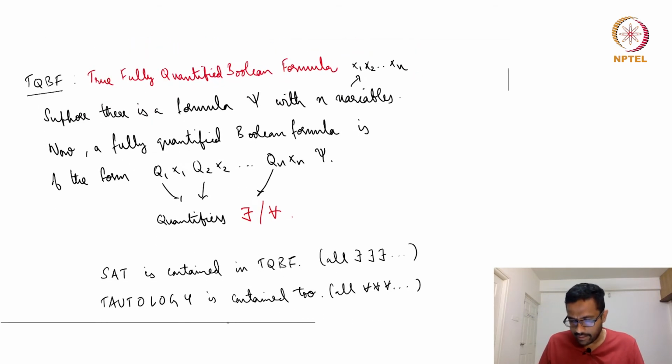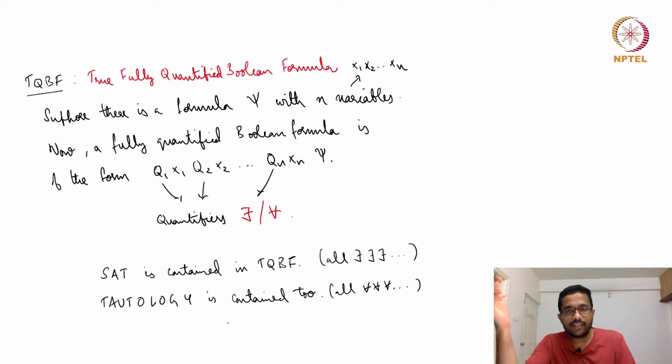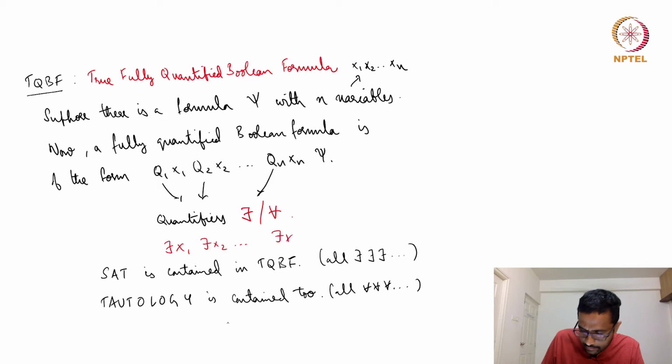So basically, what is SAT in this form? SAT is a fully quantified Boolean formula where we are asking, does there exist an assignment such that the formula is set to true. We could think of it as all these q1, q2, etc. being existential quantifiers. We are asking there exists x1 such that there exists x2 such that there exists xn such that the formula is true. That is satisfiability. Whereas tautology is something where all the assignments for all the variables x1, x2, etc. set the formula to true. So it's a for all situation. So SAT is something like this: there exists x1, there exists x2, there exists xn, psi. This is SAT.